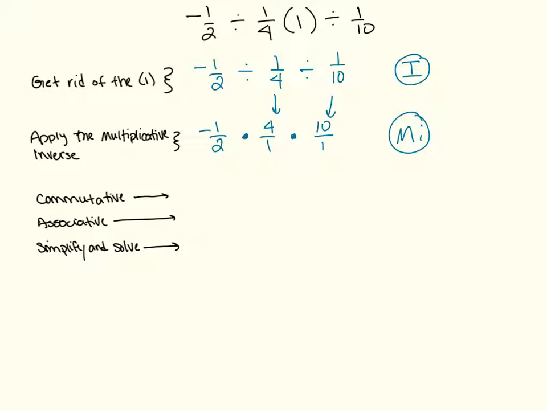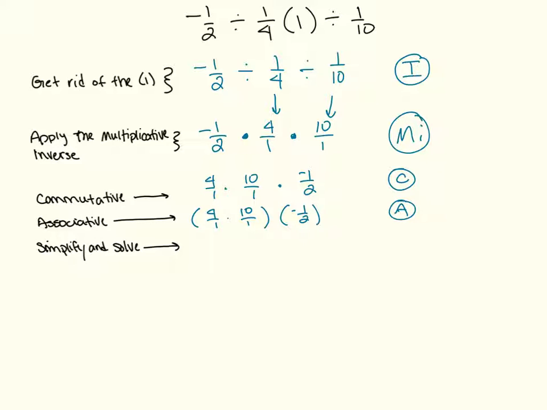Okay, let's go ahead and do the commutative property. Let's rearrange them like 4/1 times 10/1 times -1/2, just to get more comfortable with the commutative property. For your associative, go ahead and keep the same order, but just add the parentheses in there to show our groups.